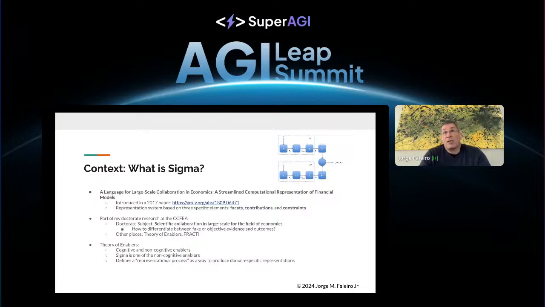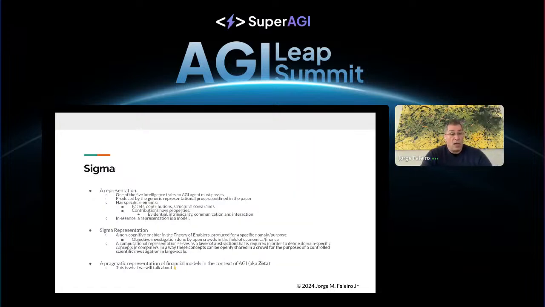The theory of enablers is basically a mental framework. It divides all the enablers for large-scale crowd-based collaboration into two types, cognitive and non-cognitive enablers. Sigma is one of the non-cognitive enablers. There are multiple; that's the one we're talking about. Sigma is basically a knowledge representation process, a way to produce domain-specific representations. Let's go more into this.